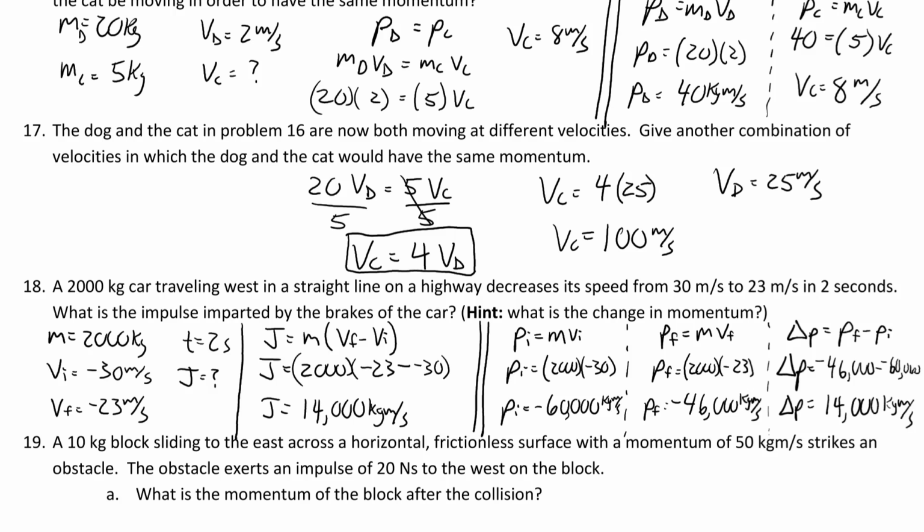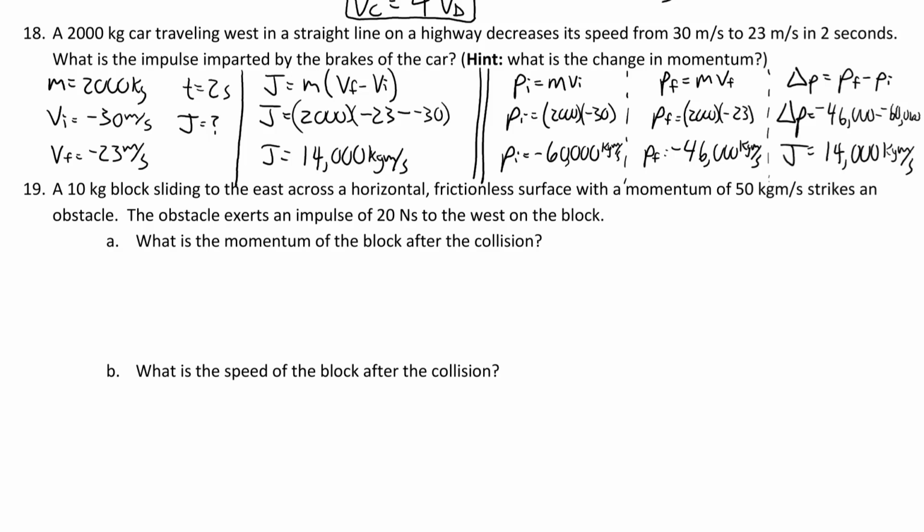And that's equal to the impulse. So you don't even have to put the delta P. You could just put the J. So erase this. And that's the impulse. By definition, it's the change in the momentum. All right, so 2 different ways to do that. Let's do 19.